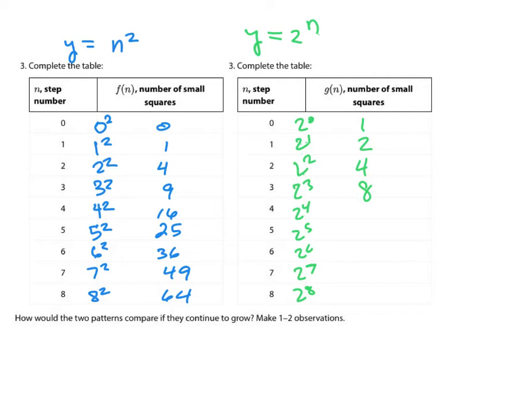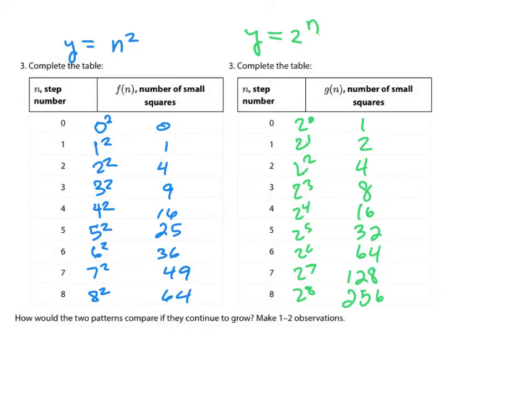8 times 2 is 16, times 2 is 32, times 2 is 64, times 2 is 128, times 2 is 256. Let me check that last one. Yep, 256. So we've got our tables. We're good. How would the two patterns compare if they continue to grow?